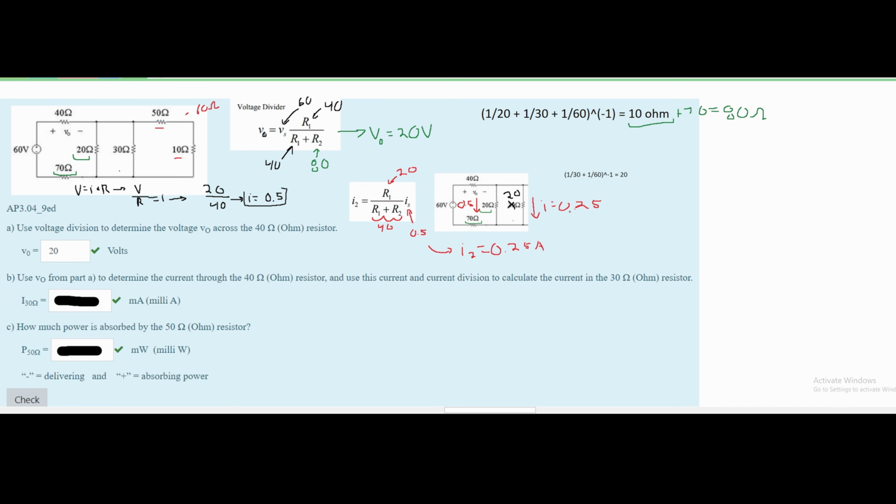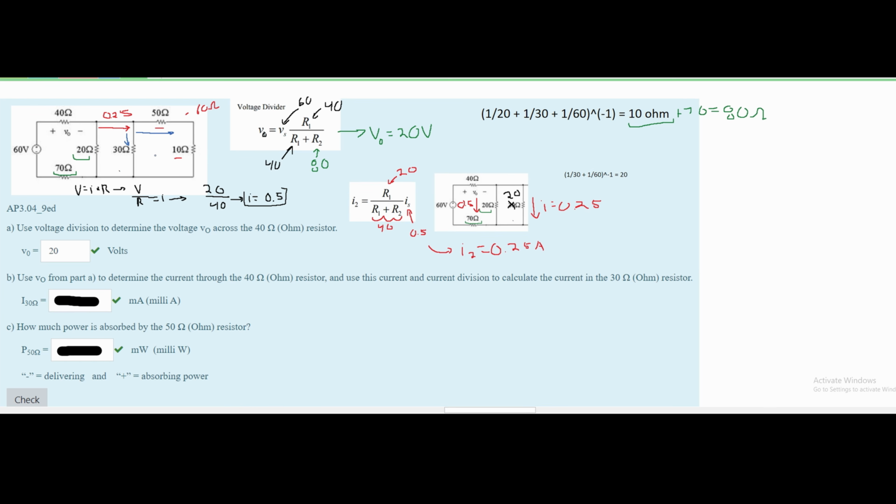However, this is not our 30 ohm resistor. We haven't found it yet. We found the 20 ohm resistor current. And what this current is, it's really right here. This is our 0.25 amps because it splits in parallel. It'll split in parallel, and some of it will go this way and some of it will go this way to our 30 ohm resistor.